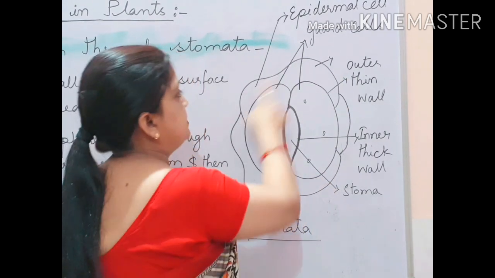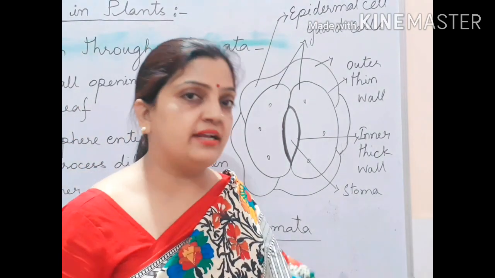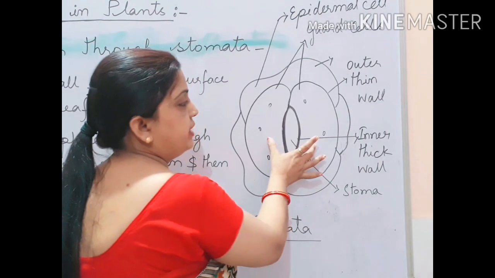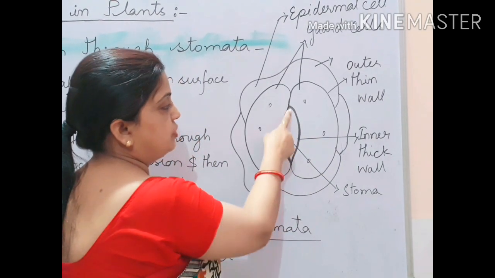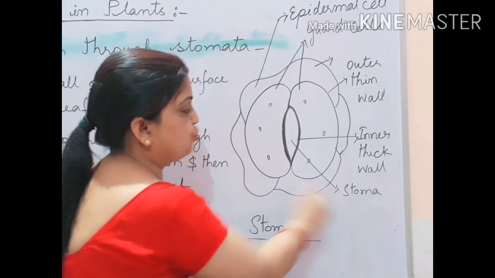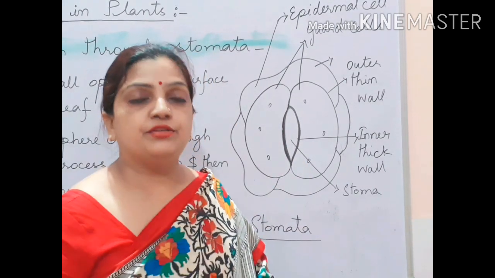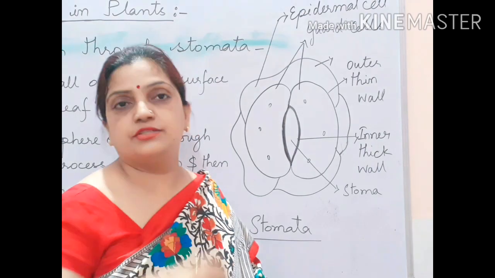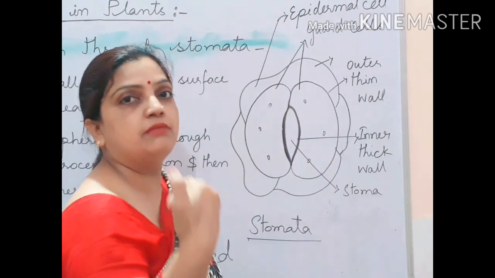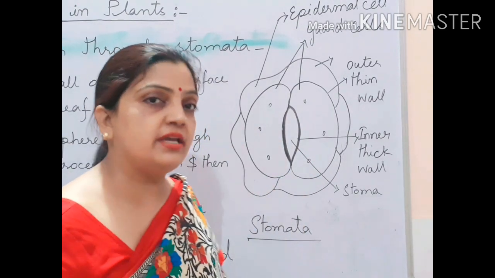These are the epidermal cells which surround the guard cells from outside, protecting them. Now you can see that in between these two guard cells I have drawn a small opening. This small opening is called the stoma. Stoma is a small door-like structure through which gas will enter inside and come outside. This is a door, an opening, a gate, whatever you say.